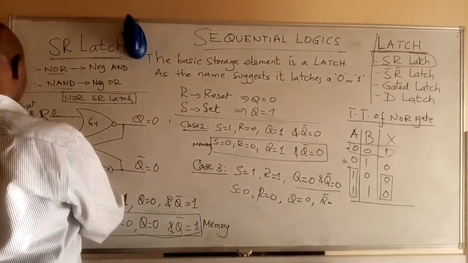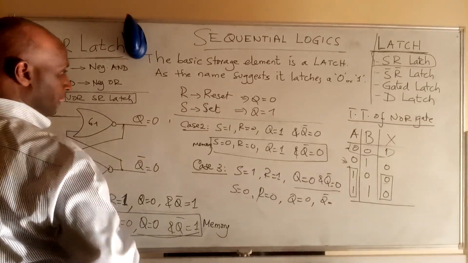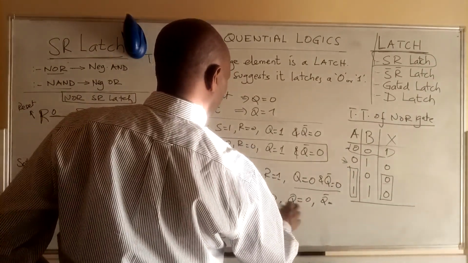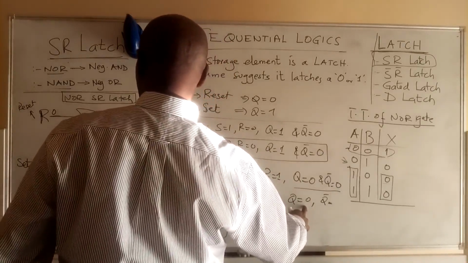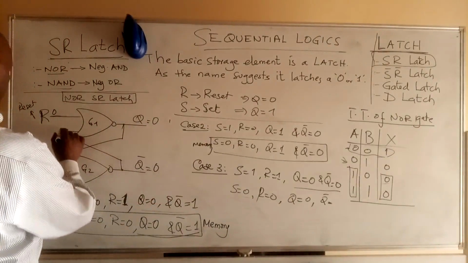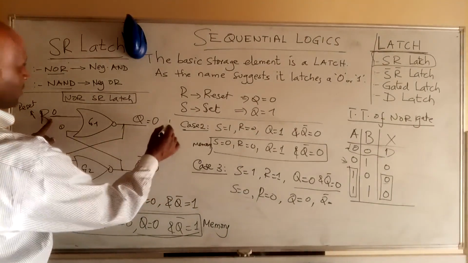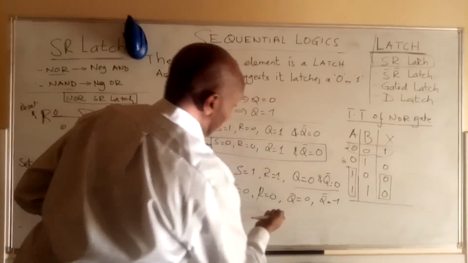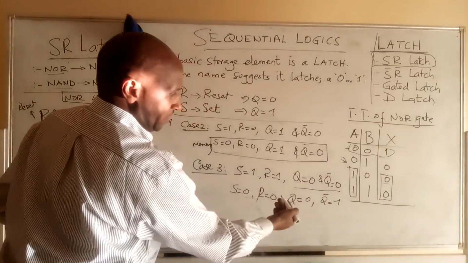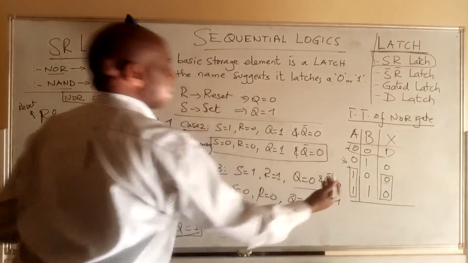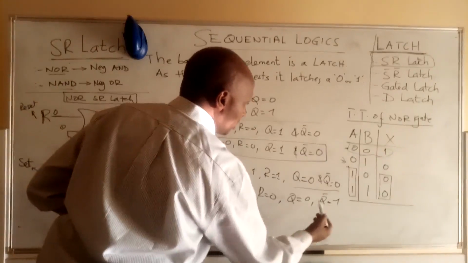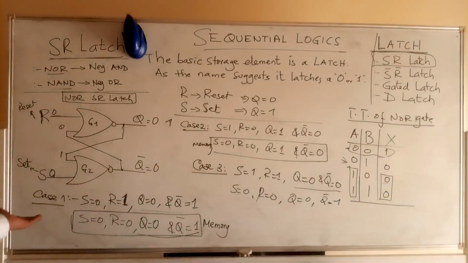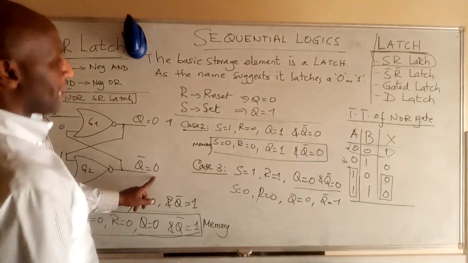Good. Now, if you take this 0, 0, Q is equal to 0. Now, bring it there. 0, 0 gives a 1. You see? So now Q is equal to 1 and Q bar is equal to 1. In this case, this is correct. But look at the previous output. We are not keeping the previous output. This present output is not the same as the previous output, which is not memorized. This is not memory.